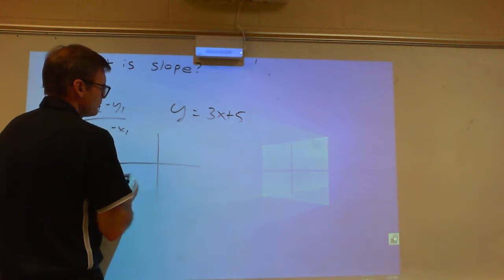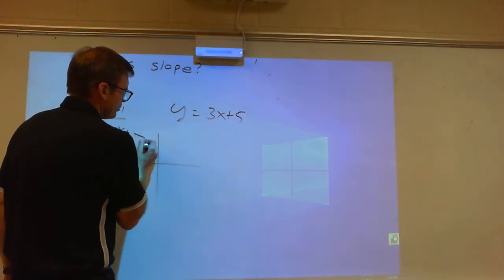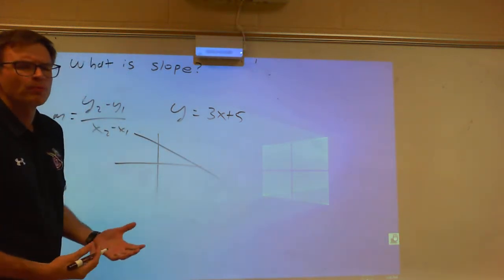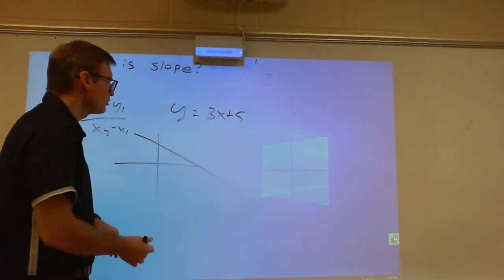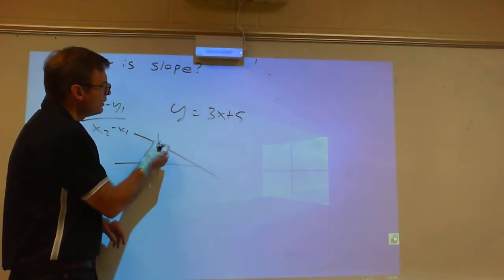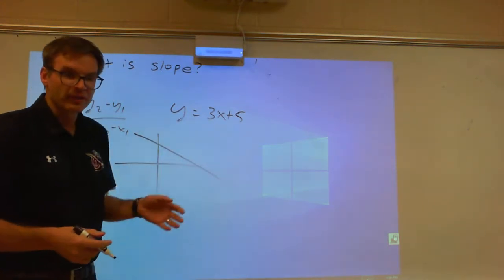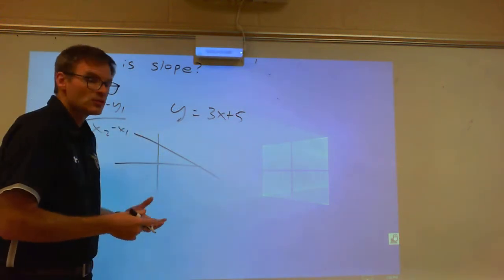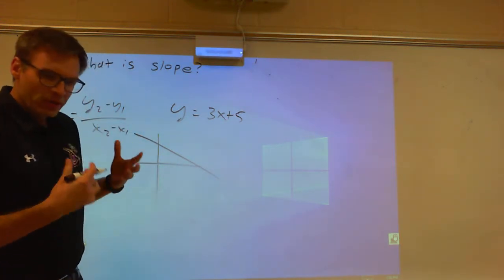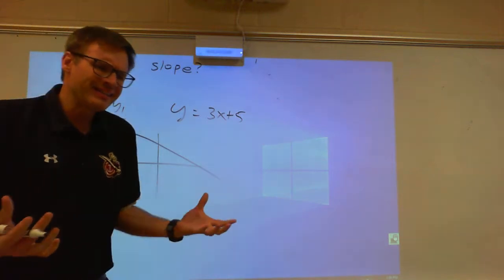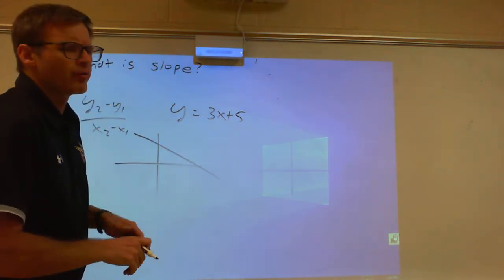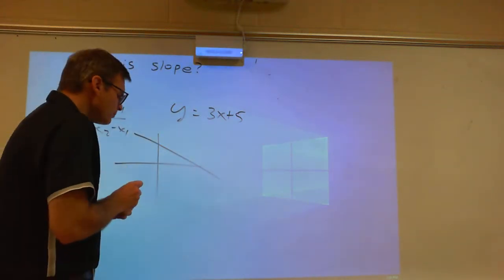Or I give you a picture of a line, and I say, what's the slope? And if you have a grid, you can count and say, oh, I went down 2 over 5 or whatever that is. So you've got this idea of slope because you've been doing it forever. All right?